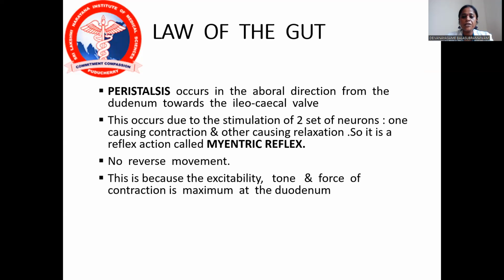This occurs due to stimulation of two sets of neurons, one causing contraction and the other causing relaxation. So it is a reflex action called the myenteric reflex. There will be no reverse movement. This is because the excitability, tone and force of the contraction are maximum at the duodenum compared to the ileocecal valve. So it always moves from the duodenum towards the ileocecal valve in the small intestine.